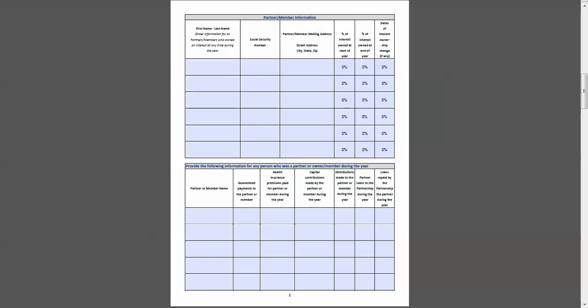Page 2 is where the partner or LLC member information will be entered. The top part of the page is where personal information will need to be recorded for each partner or member. The bottom part is where you'll need to detail any payments made to the partner or member, such as guaranteed payments or health insurance premiums, as well as any contributions the partner or member made to the business entity.